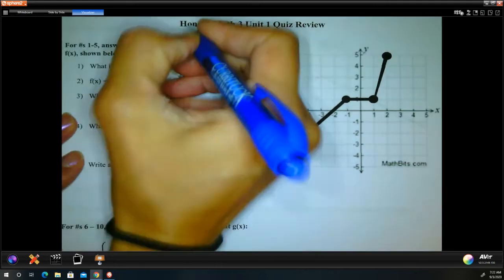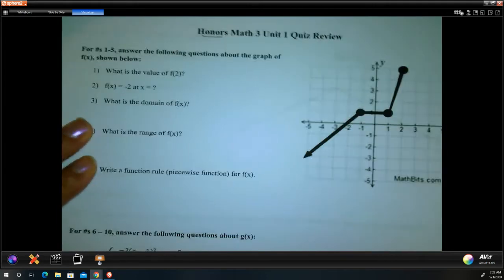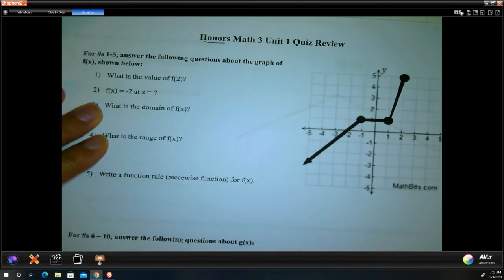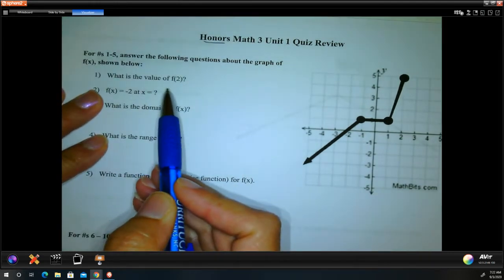Hey guys, so this is the Honors Math 3 quiz review. If you are up for a challenge, I would still try it. It is similar to the academic one, but there are some challenges.